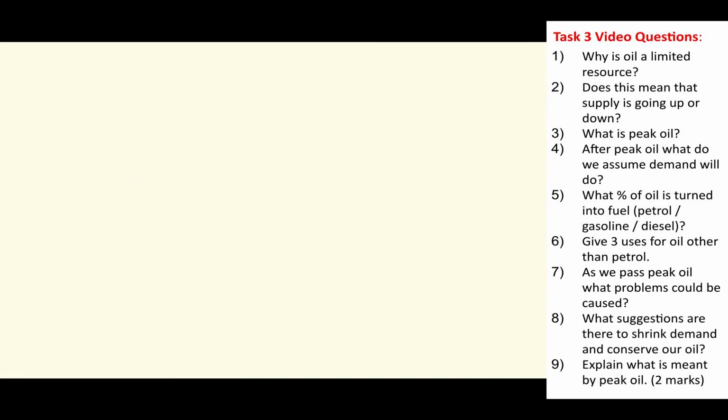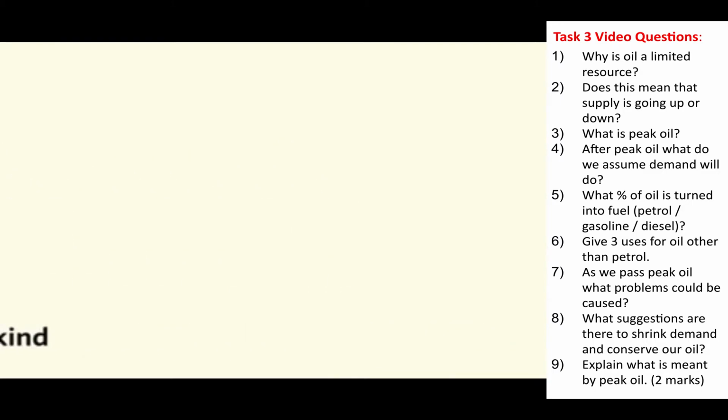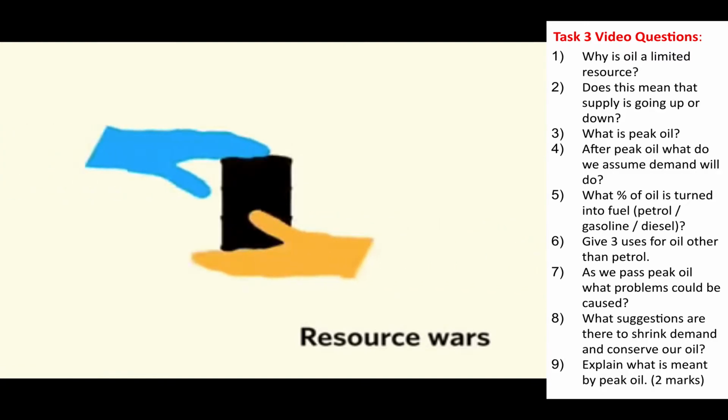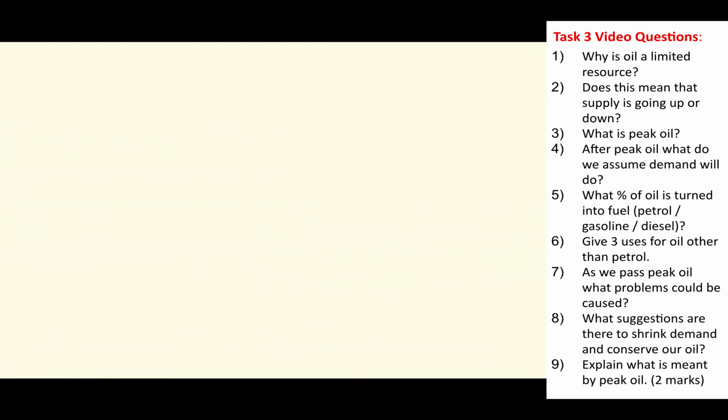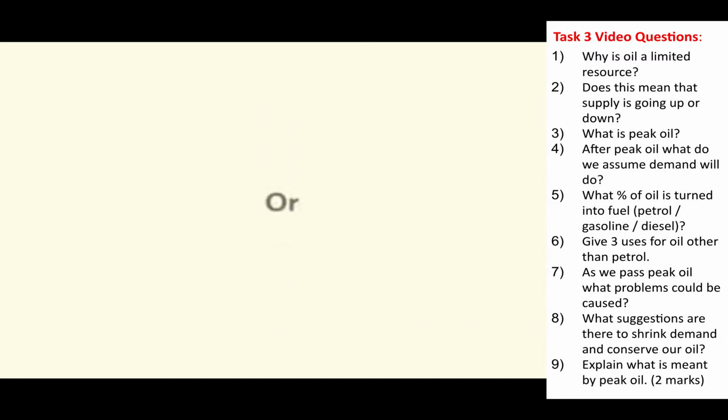But after we've passed peak oil, what are we looking at? What problems could we get? Well, prices could go up, and that can affect all kinds of other prices, from manufacturing to food, and it can cause shortages if that has a knock-on effect, and shortages can lead to economic depressions or conflict over those resources, as well as, of course, global warming. How could you forget that?